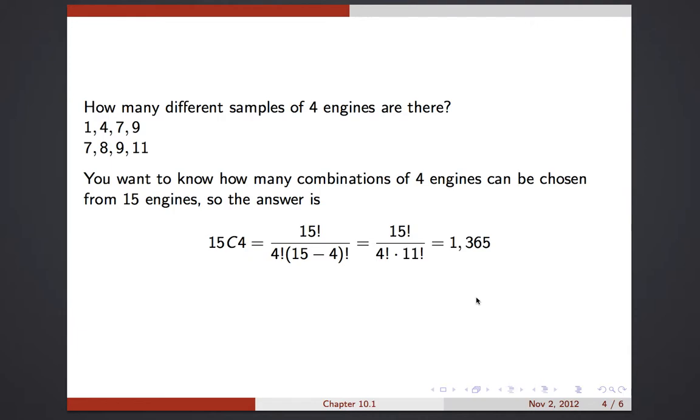So there are 1365 total ways that this company can sample this container. There are 1365 ways that you can get 4 engines from a total of 15 engines. So that's going to be in the denominator of our fraction when we compute the probability. That's the total number of things that we care about.